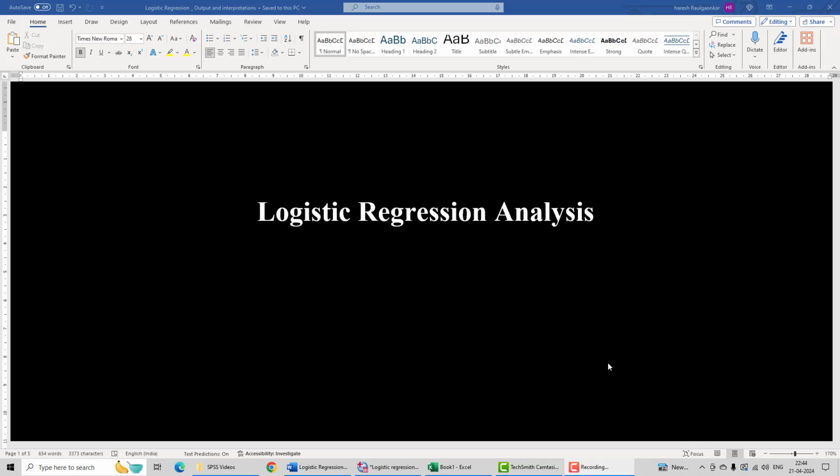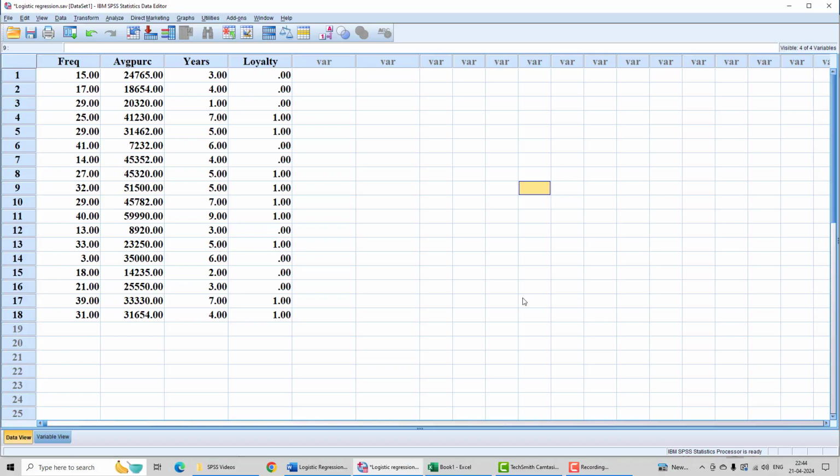Hello students, in this session we are going to look at logistic regression analysis with an example from the marketing text and cases by Nargundkar. In this, our data is from a Raymond's shop, about 18 different customers, and the data has three columns. First is the frequency of the customer's visit to the shop.